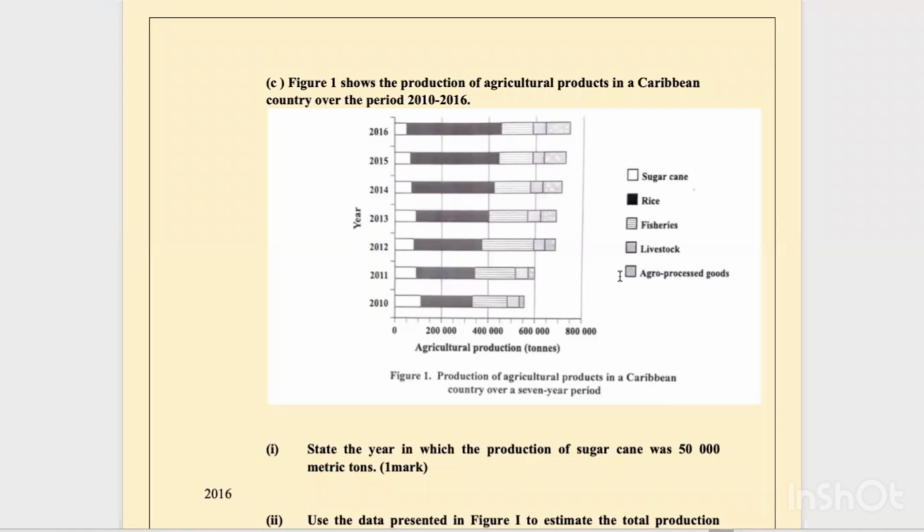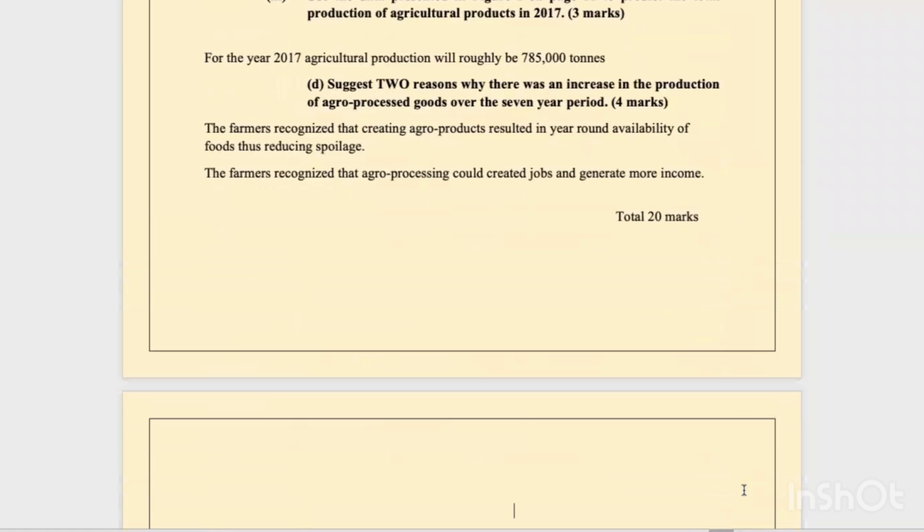Part D suggests 2 reasons why there was an increase in the production of agro-processed goods over the 7-year period. Got the key for agro-processing, and you can see here that it increased from 2010 to 2016. So why was this happening? So it could be that the farmers recognized that creating agro-products resulted in year-round availability of foods, right? Thus reducing spoilage. Secondly, the farmers could recognize that agro-processing could give them more money, right? It could create more jobs if they form local community groups or cooperatives, right? It could generate more income on top of what they're making from agricultural production.